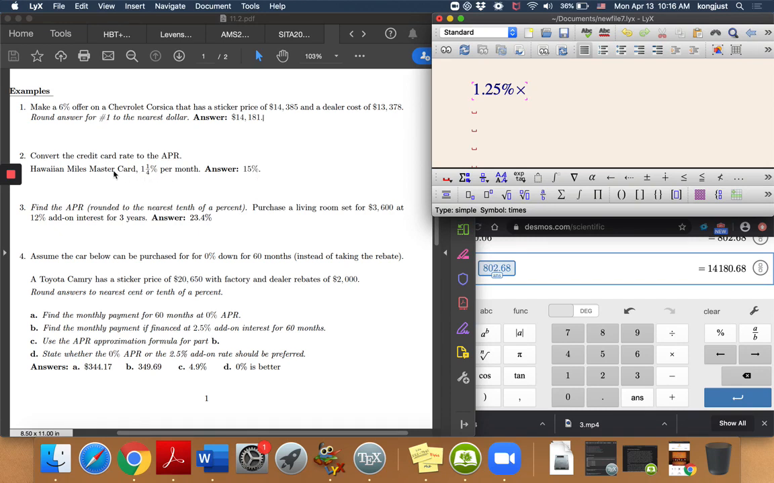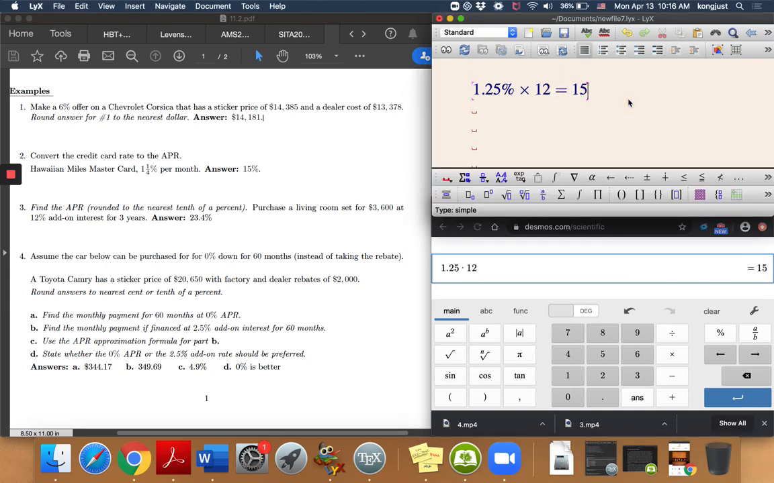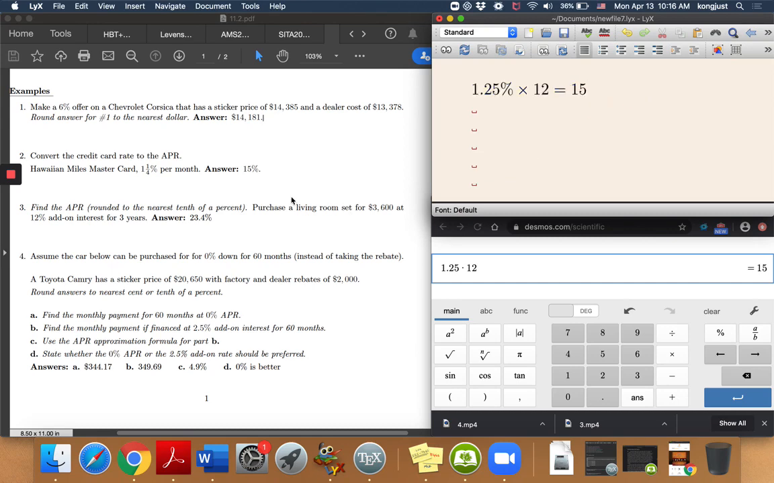This is per month. The 1.25 is per month. So how many times per month? 12. 12 months in a year. So 1.25 times 12 is 15. And so I get 15. There it is. Okay, that's number 2.